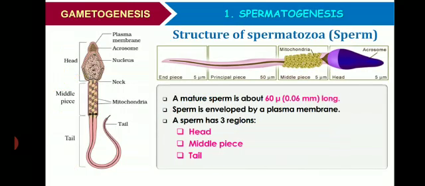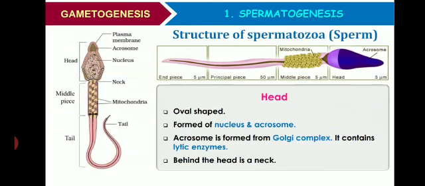Now the head is covered by plasma membrane. The head is a pointed structure. The tip of the head is called acrosome. What is acrosome? It contains hydrolytic enzymes. What is present in the acrosome? Hydrolytic enzymes are present. You can find the head is oval shaped, formed of nucleus and acrosome.